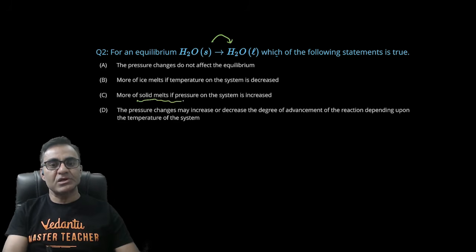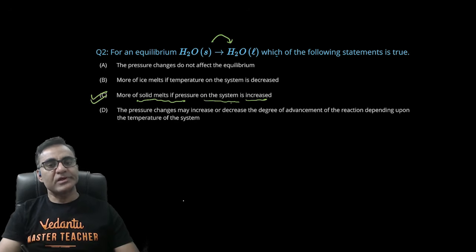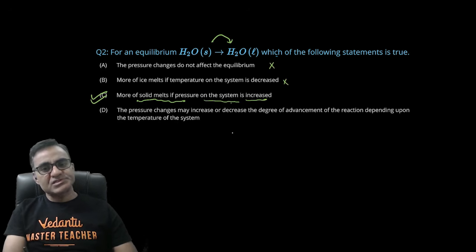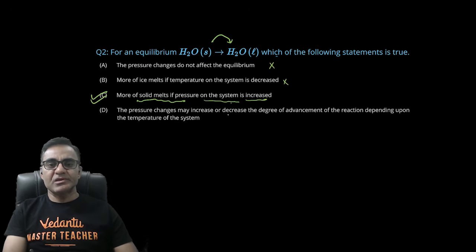That means more solid will melt if pressure on the system is increased. So option C is going to be correct. A is incorrect. More ice melts if temperature on the system is decreased? No, ice melts on increasing temperature. Pressure change may increase or decrease the degree of advancement of the reaction depending on the temperature of the system. This is also not a correct statement. So your right option is C.